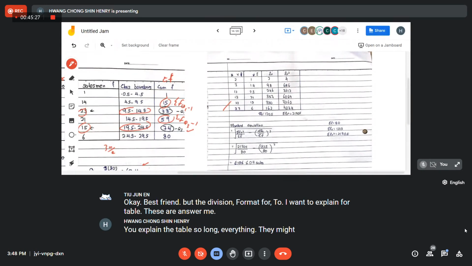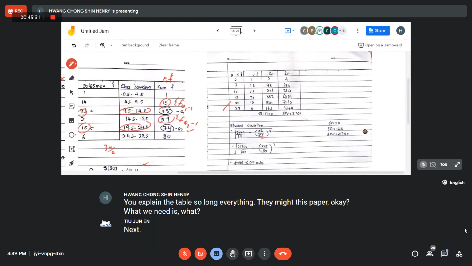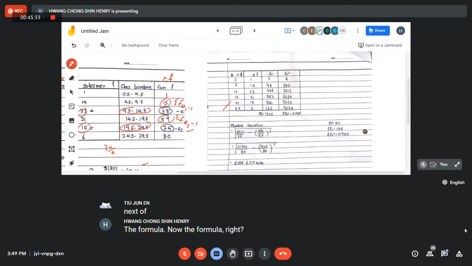Never mind, this table, okay, what we need is what? Next. The formula, right? Formula, yeah. So everyone, does the question want us to find population or sample?